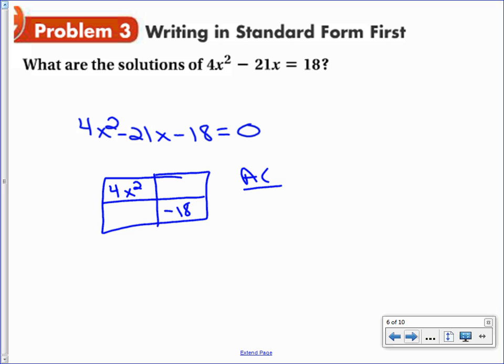My AC number is 4 times negative 18, or negative 72. Factors of negative 72 that work are 3 times negative 24. From the top down, factor on x, negative 6, 4x, and a 3. Just like before, set up your equation.